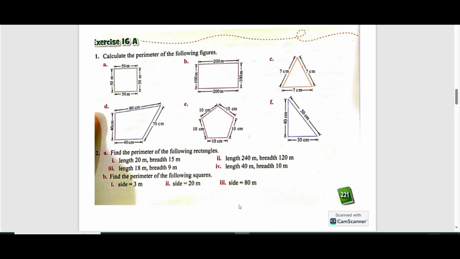We just have to add them and multiply with 2. The second part is much easier. And then B part is to find the perimeter of the squares. So you just have to multiply the side value with 4.